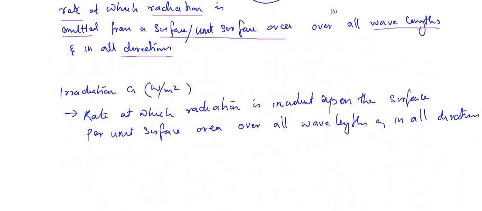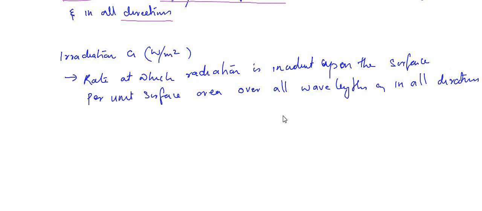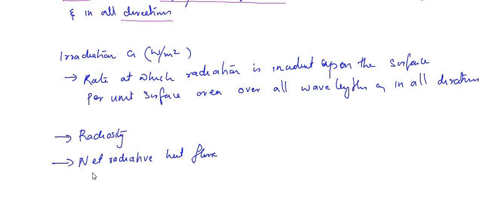Now there are two more radiative heat fluxes. One is called the radiosity, and the other one is the net radiative heat flux. Both of them have units of watts per meter square. Before going through these two heat fluxes, radiosity and net radiative heat flux, we will have to get familiarized with some other properties.